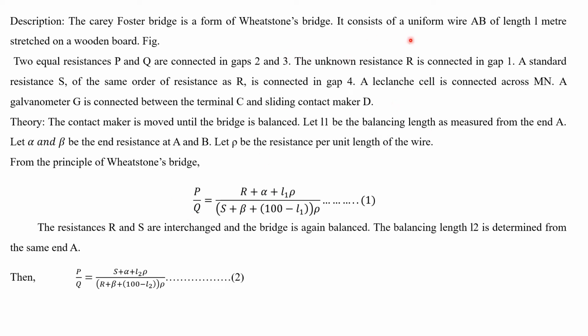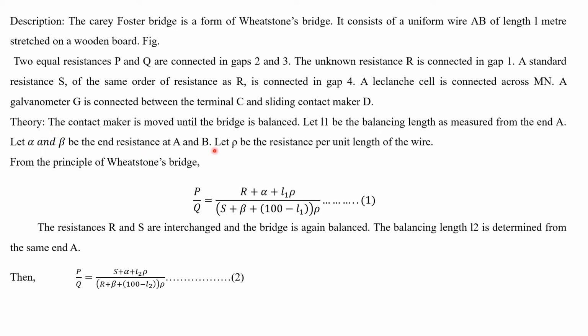So it consists of a uniform wire AB of length 1 meter stretched on a wooden board. Two equal resistances P and Q are connected in the gaps 2 and 3 according to the figure. The unknown resistance R is connected in gap 1. The standard resistance S will be connected in gap 4. The Leclanché cell is connected across M and N. A galvanometer G is connected with the terminal C and the sliding contact maker B. So these are the description of the Carey-Foster bridge.